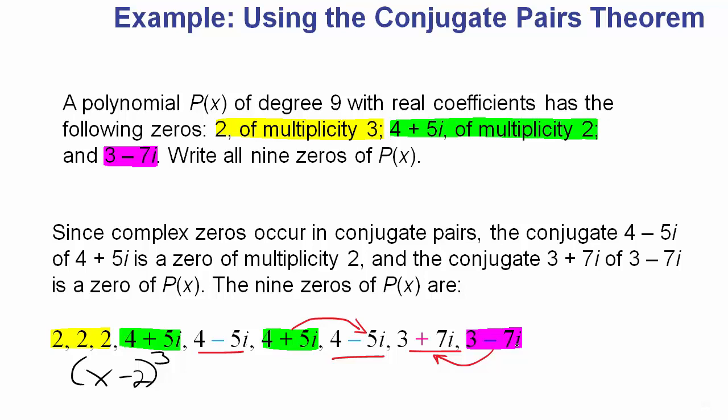They tell us that 2 is a zero with multiplicity of 3, which just means it has the factor (x minus 2) cubed, right? I had 3 of these. It tells us 4 plus 5i has multiplicity of 2, so it showed up twice, but we know that its conjugates also have to show up, so there's 2 more. And then it tells us 3 minus 7i is a zero, but its conjugate has to be there. So there's the 9th one, right? So there's 3, 4, 5, 6, 7, 8. There's all 9 of them.